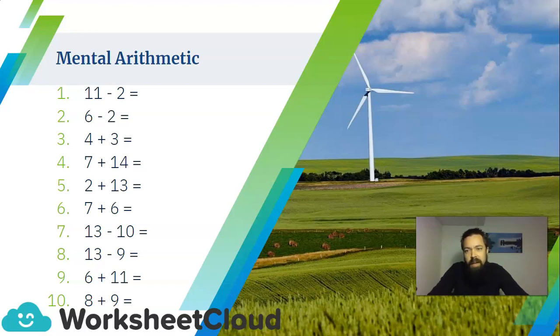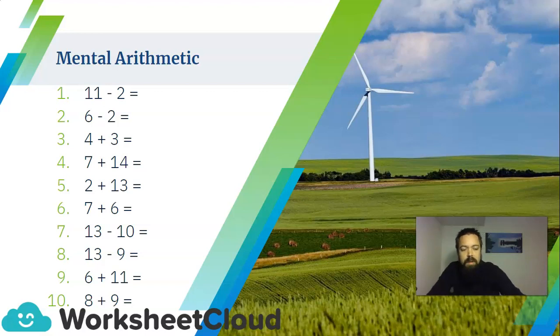11 minus 2 is 9. 6 minus 2 is 4. 4 plus 3 is 7. 7 plus 14 is 21. 2 plus 13 is 15. 7 plus 6 is 13. 13 minus 10 is 3. 13 minus 9 is 4. 6 plus 11 is 17. 8 plus 9 is also 17.